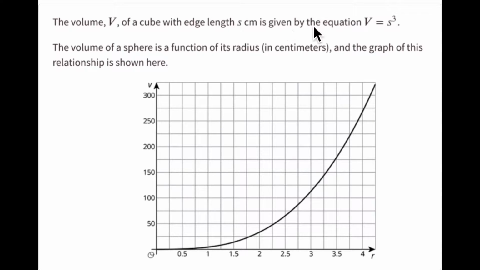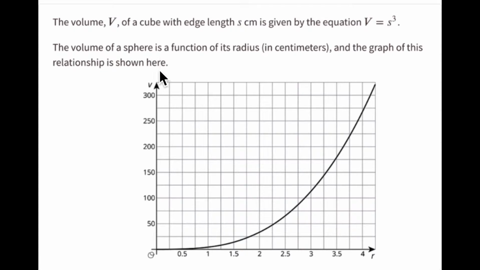To calculate the volume of a cube, you can take the length of the edge and use that as a factor 3 times. So it's the length of the edge cubed. If the edge is labeled as S, then it would be S times S times S. That's going to give you the volume of the cube.